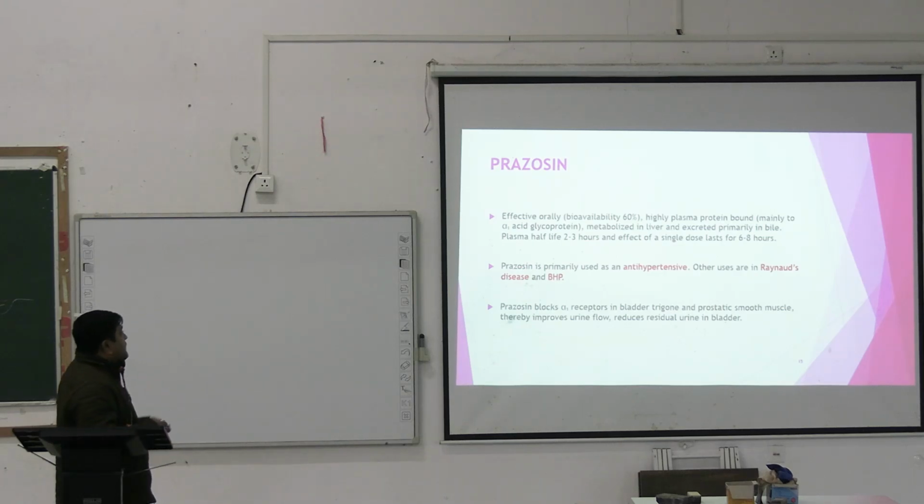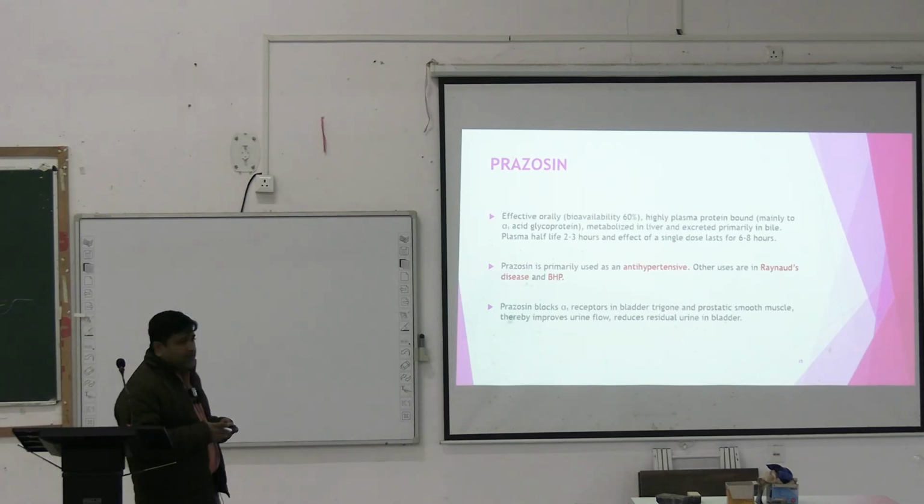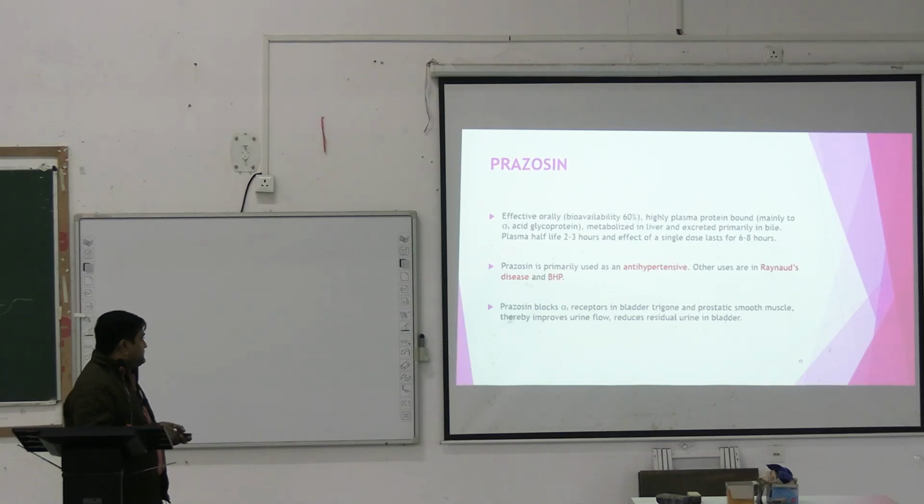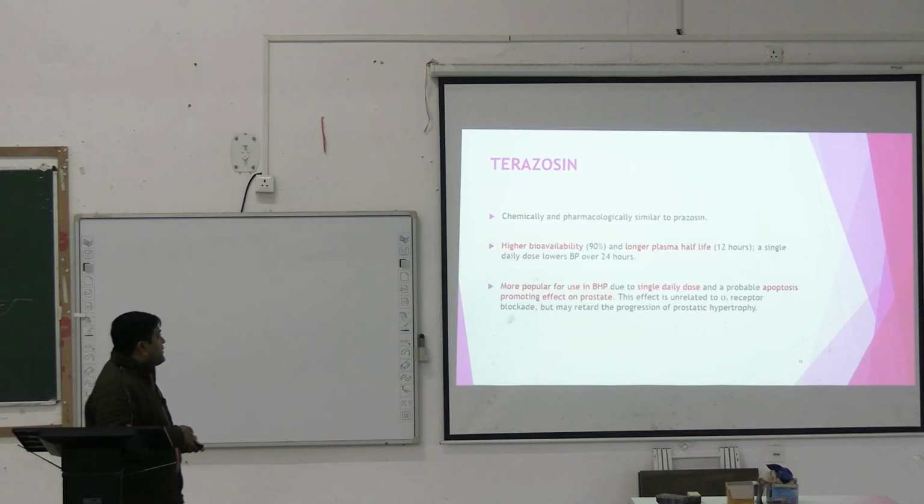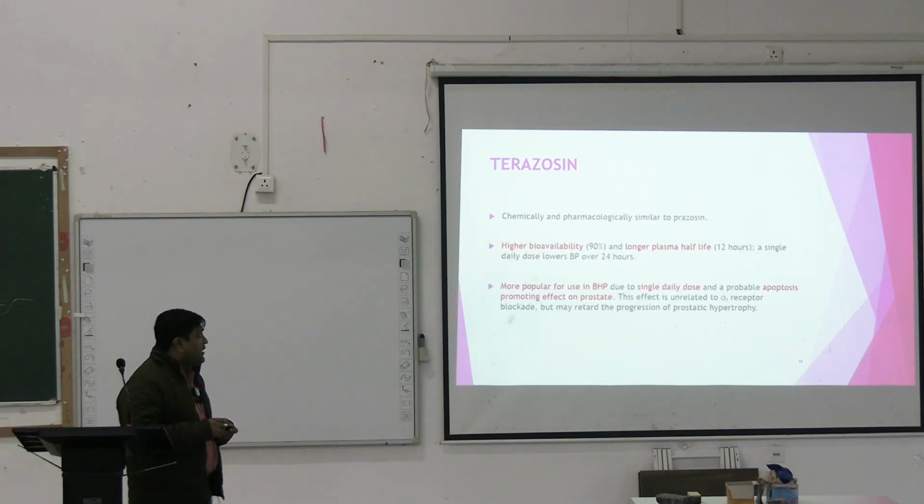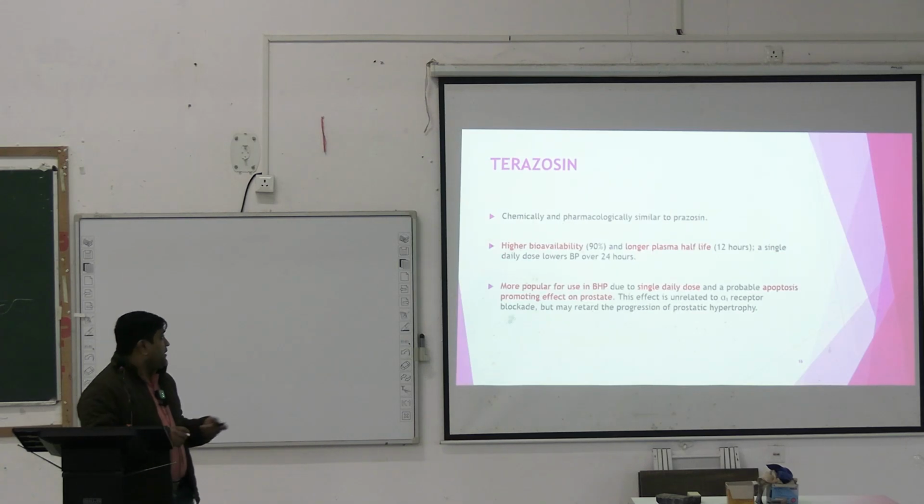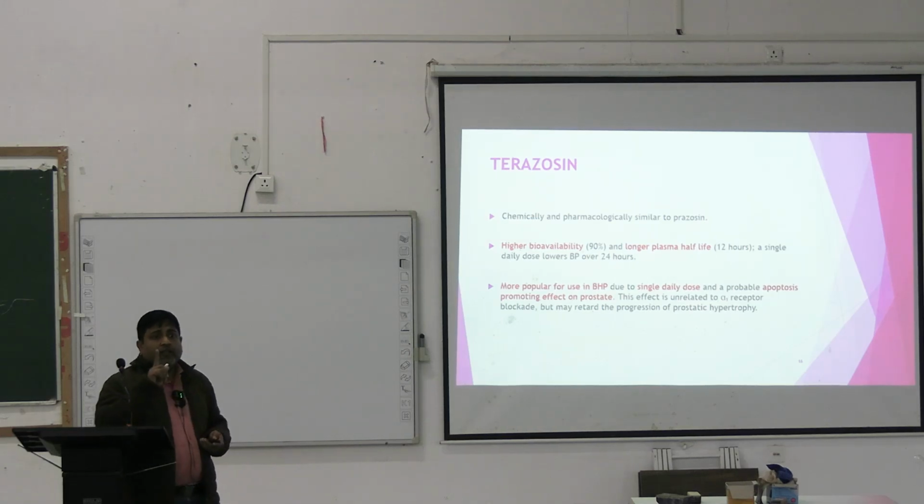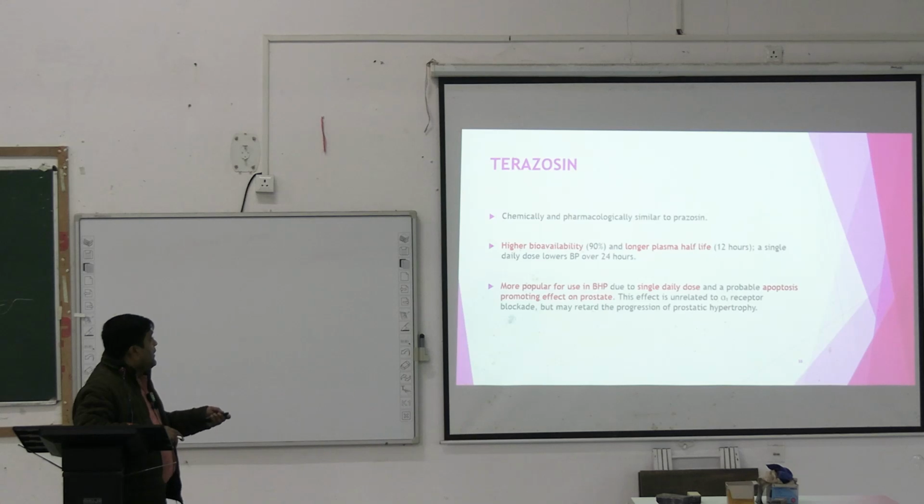Now, prazosin is primarily used as an antihypertensive. It can be used in benign hyperplasia of prostate and in Raynaud's disease. Higher bioavailability, 90%, and longer plasma half-life make it more popular for use in BHP, because of single daily dose use.